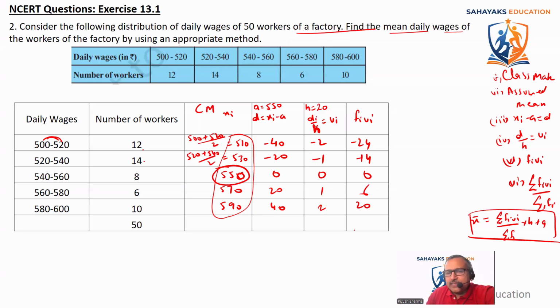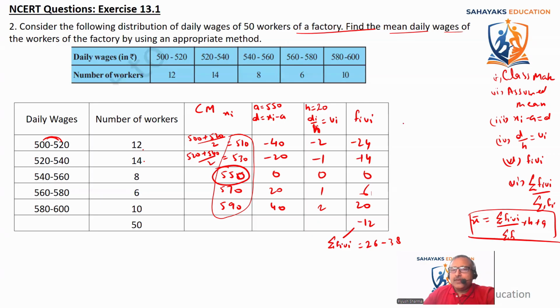And then we are going to find out the sigma fi ui. This is the value we are going to calculate. Now, what is this value? 20 plus 6 is 26, minus 24 is 34, and 38, minus 38. Okay, this value comes out to be minus 12.